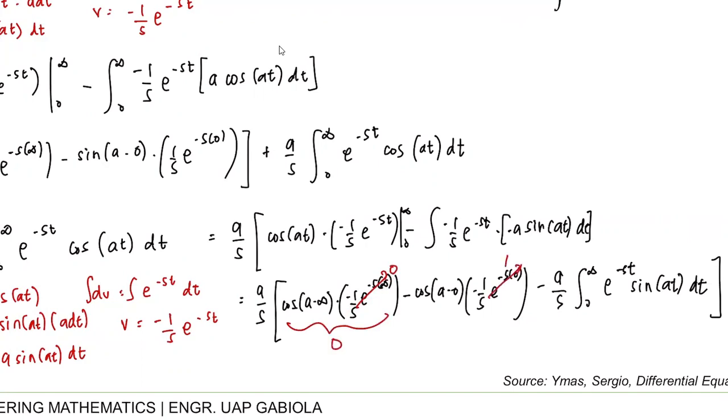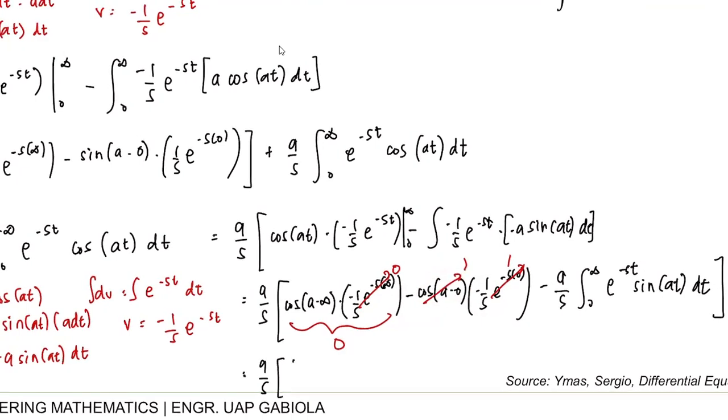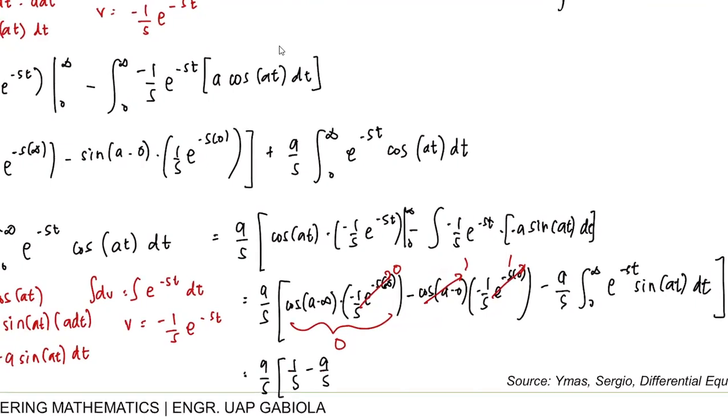So 1 over s, and cosine of 0 is what? 1, equals to 1. So what remains here is a over s multiplied by, this is negative, no? Negative times negative, it becomes 1 already. This is equal to 1. So that should be 1 over s lang. Okay? Minus a over s integral of e negative st sine at dt. Okay? So we can see that our solution is cyclic.